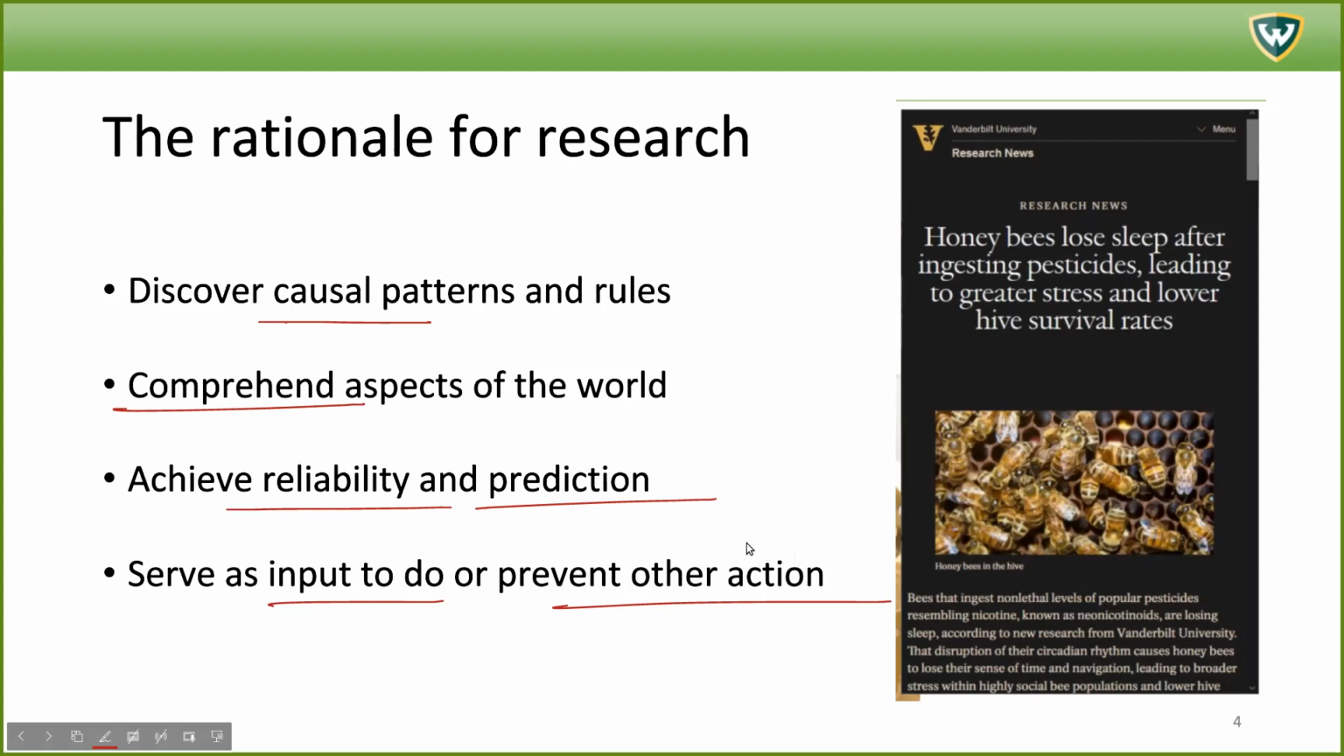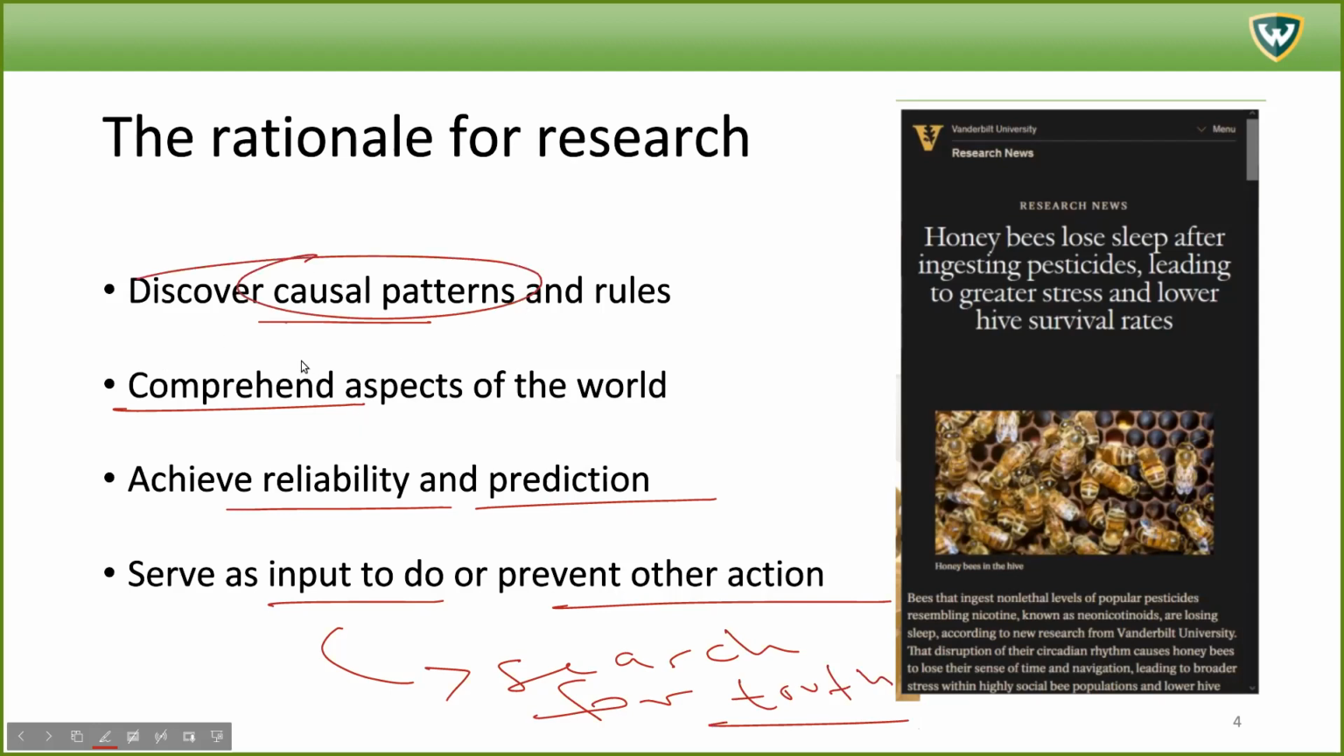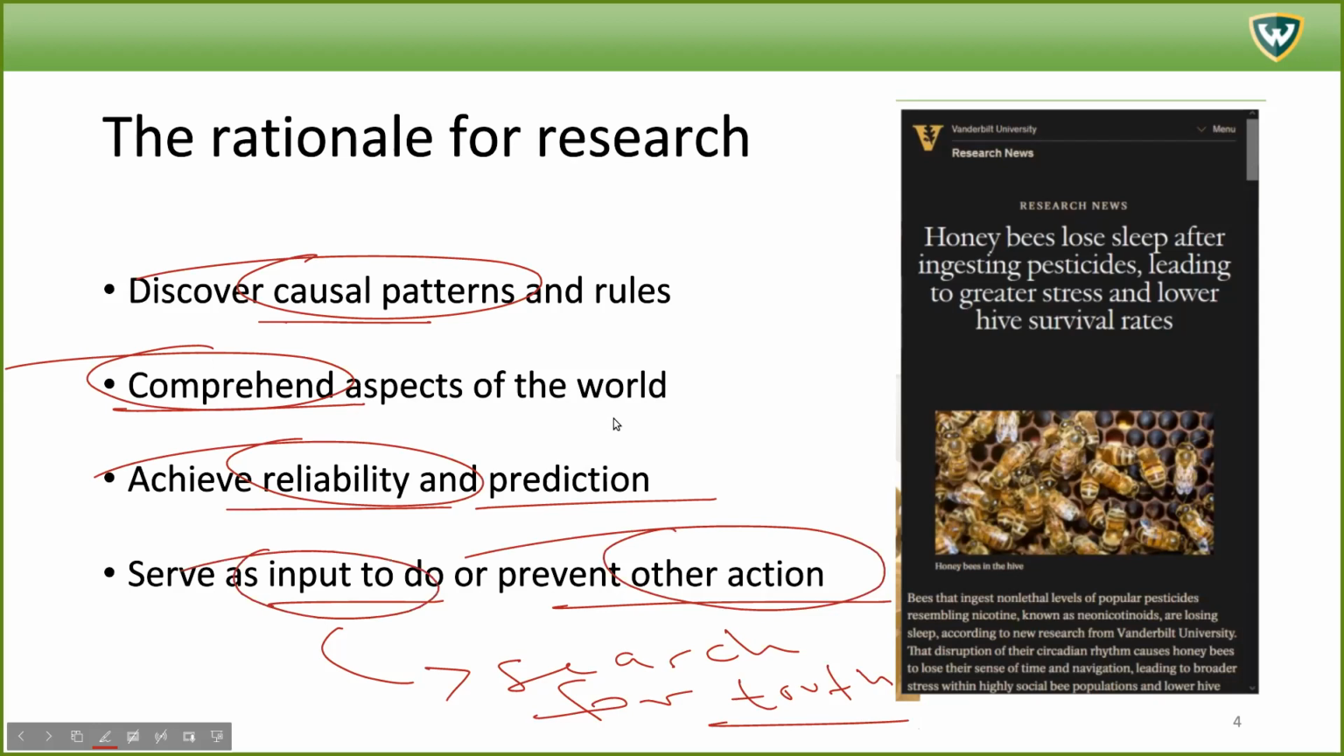So, very generally, some basic rationale for research. And of course, another phrase we could have used is searching for truth or finding truth. But even without these kinds of big statements, I think some of the basic ones are causal patterns, just comprehending and understanding, reliability, and input to other action. And that's my understanding of the rationale for research.